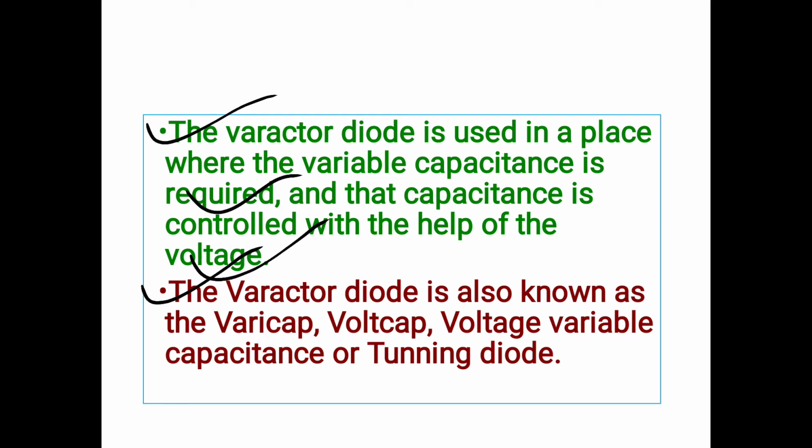The varactor diode is also known as the varicap diode, volt cap, voltage variable capacitance, or the tuning diode. So these are the different names of the varactor diode. We can call by any name.